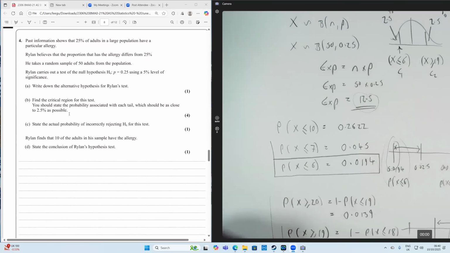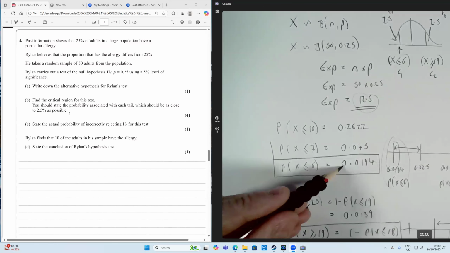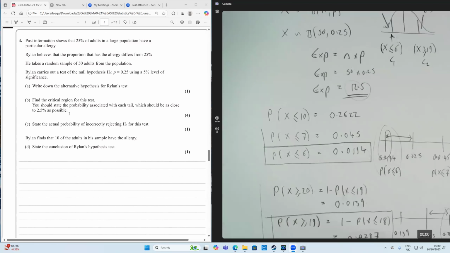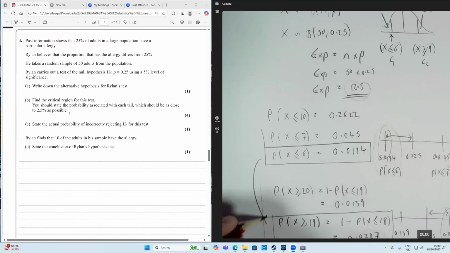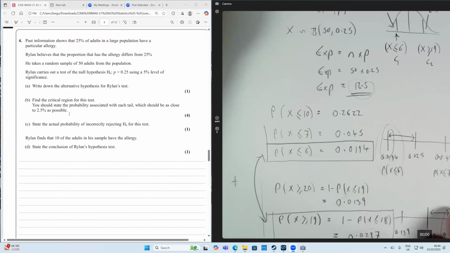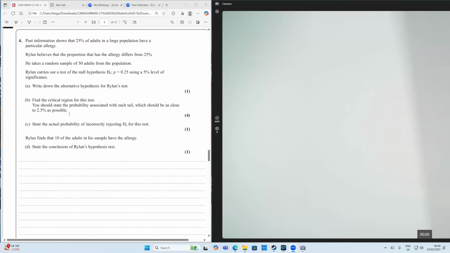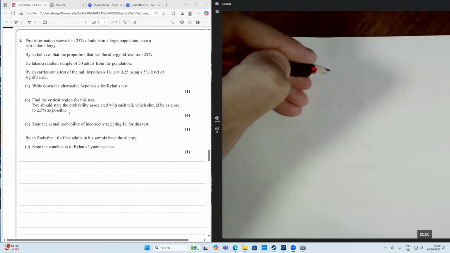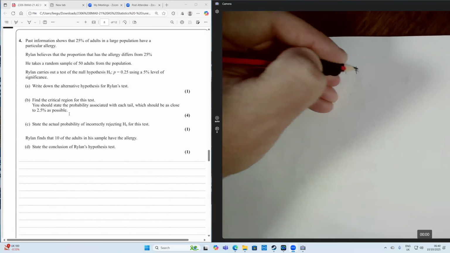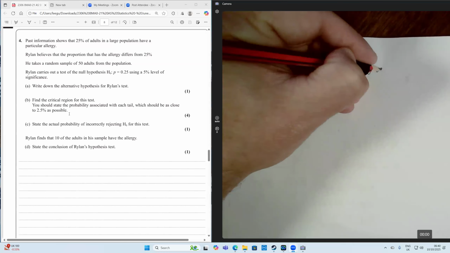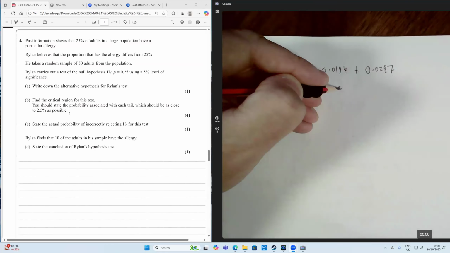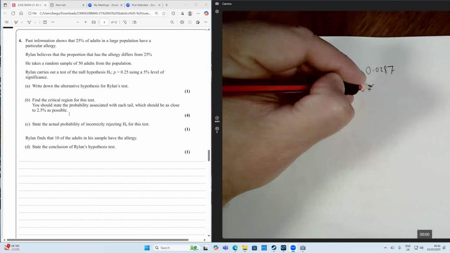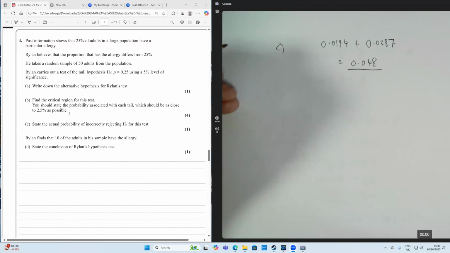The two that we found were 0.0194 and 0.0287. So we're going to add those two together. When they ask you what is the actual probability of incorrectly rejecting H0, we add those two values together. So for part C, our answer is 0.0194 plus 0.0287, which gives us 0.048. That's what you do for that one.